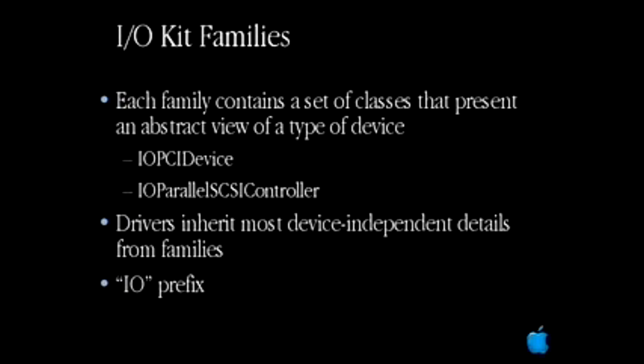So each family contains a set of classes that present an abstract view of a device. Now this is important because this is the point of mix and match. IOKit has a stacking mechanism so that you can have any file system, for example, talking to any disk drive. Well, any implies that they all look reasonably similar. Well, this is the point at which we make them look similar.